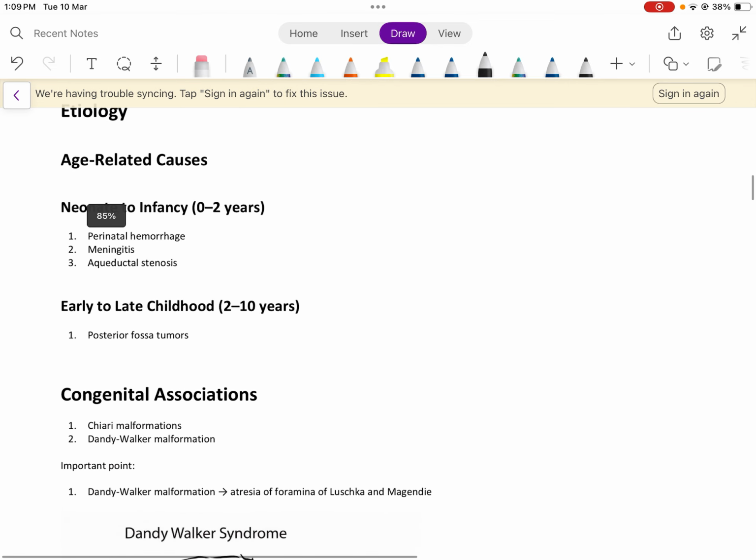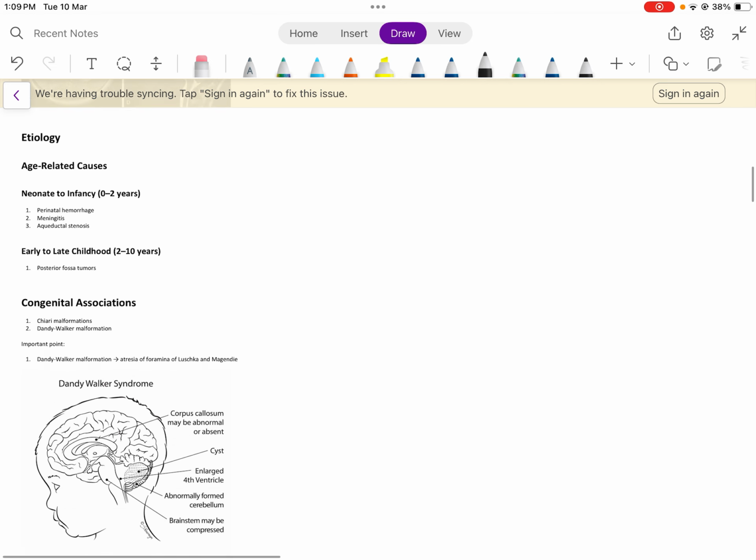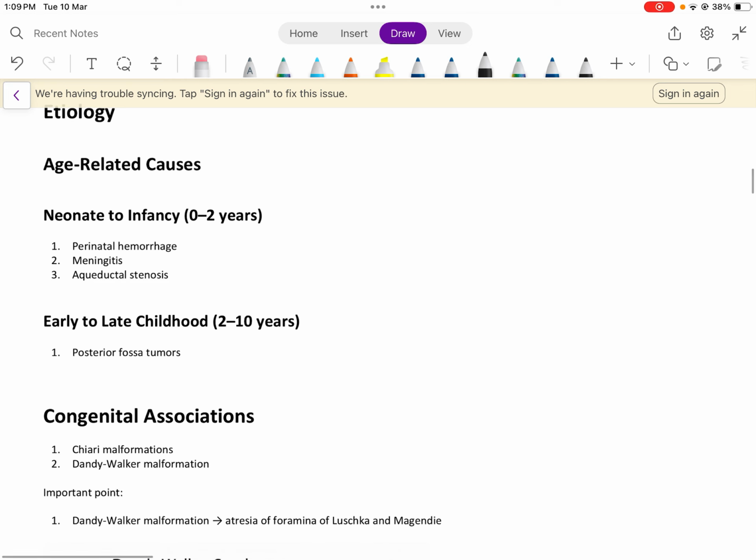You have to remember congenital associations. Etiology-wise, up to 2 years, that is neonate to infancy, you have perinatal hemorrhage, meningitis, and aqueductal stenosis. Either some hemorrhage, blood-filled areas, hampering the secretion or absorption, that is perinatal hemorrhage; meningitis, that is the infection part; or you can have a stenosed aqueduct, the aqueduct of Sylvius, which is obstructing the flow of CSF.